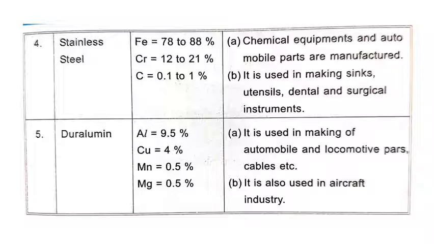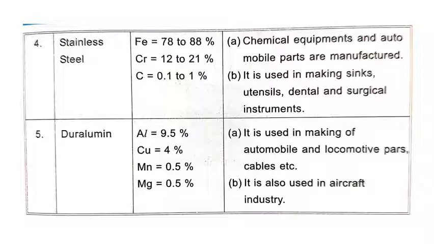Next, we discussed also concentration of ore. In the concentration of ore, we discussed one method, that is froth flotation method. That method is used for the sulfide ores. Next, we discussed extracting of crude metal. In this extracting of crude metal, three methods are there. One is roasting, second calcination, third smelting.